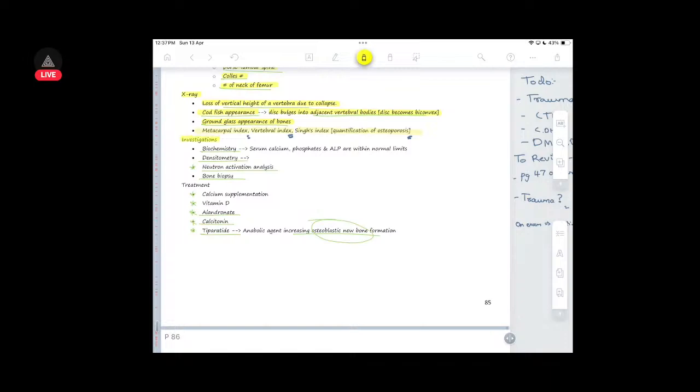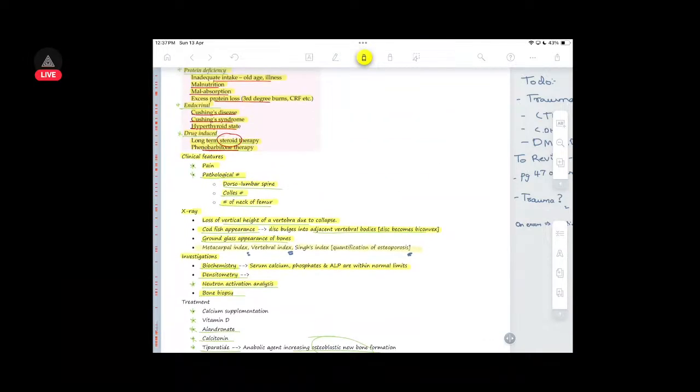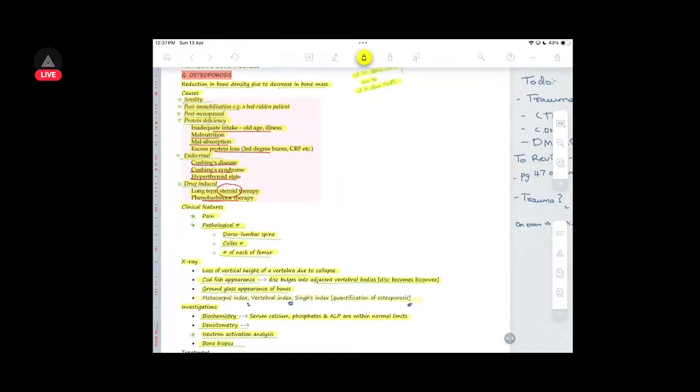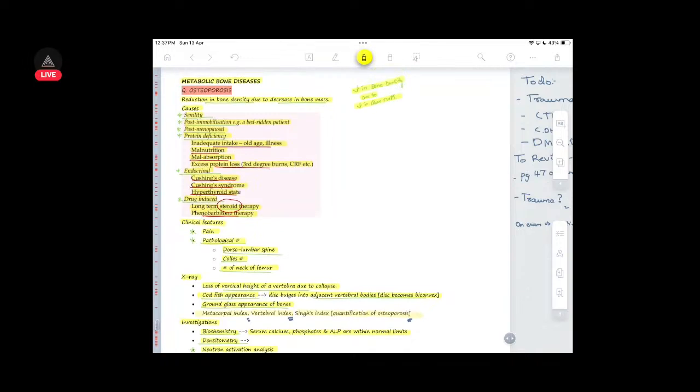Then investigations. In biochemistry, serum calcium, phosphate, and alkaline phosphatase are all normal. Densitometry checks the density of the bones. Neutron activation analysis can also be done. Bone biopsy is the most definitive. So: neutron activation analysis, densitometry, and biochemistry, including serum calcium and serum alkaline phosphatase, have to be done.